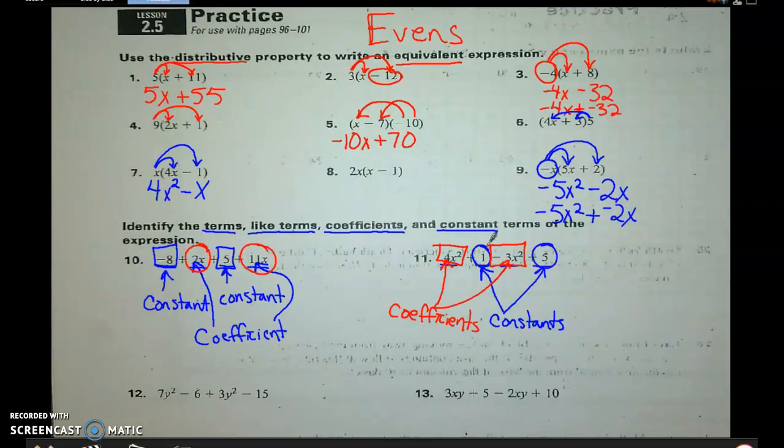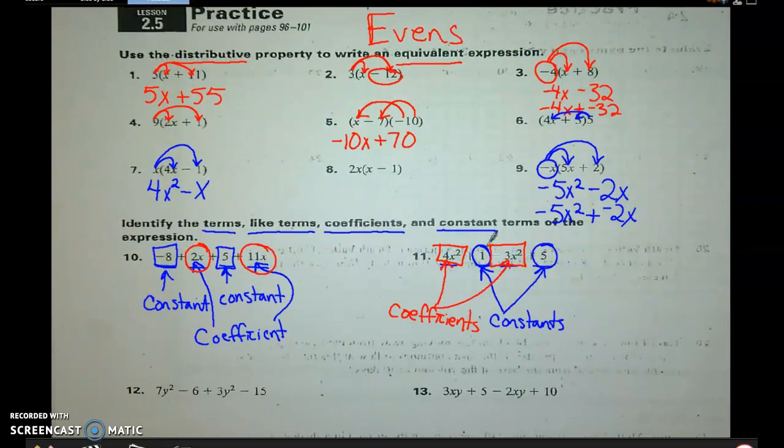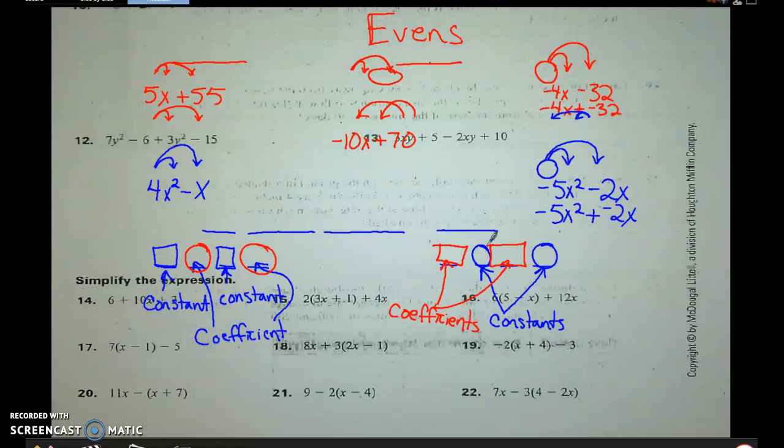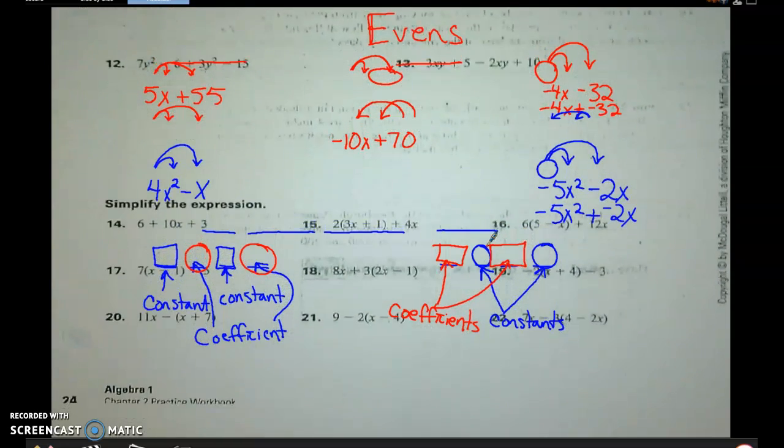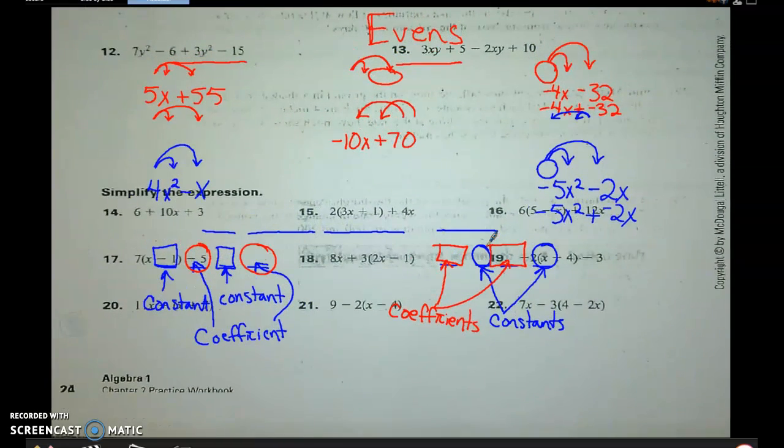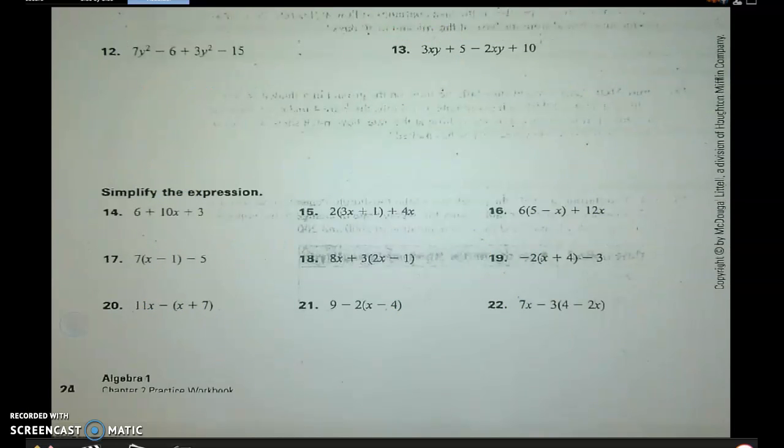Okay, I'm going to move my paper a little bit so that I have some good space to work. Okay, get rid of that old work. Okay, number 12. When I look at that, I'm looking for those labels. So you're going to go through and label those different pieces.